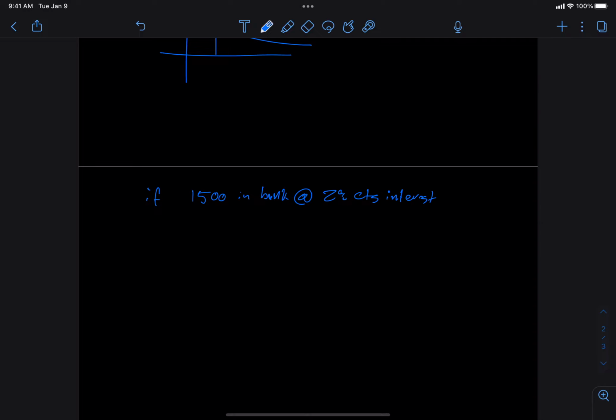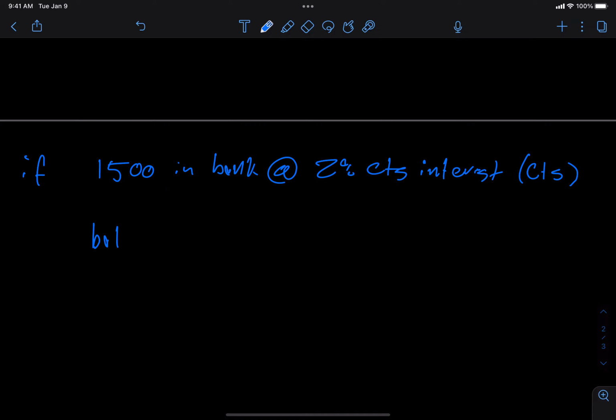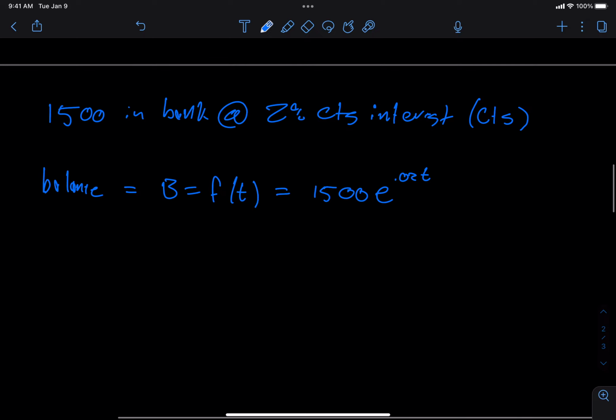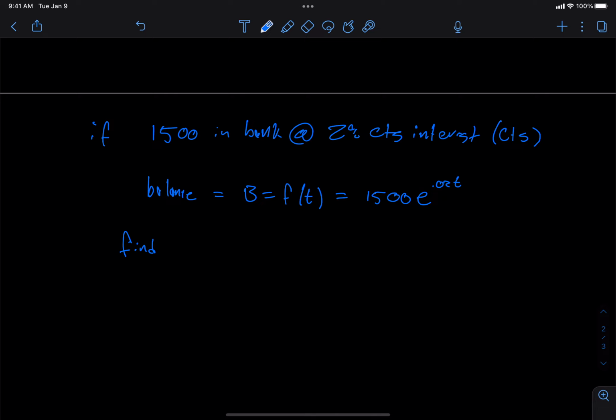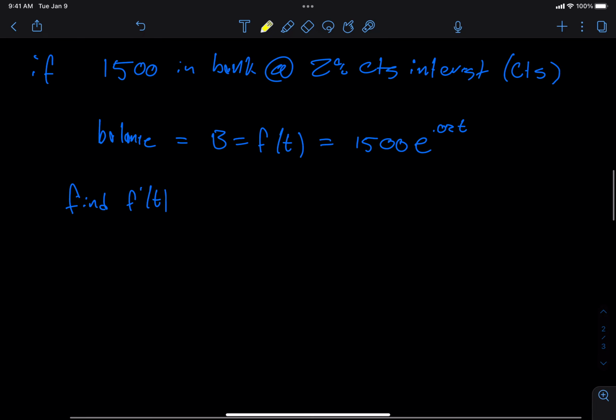Okay. The balance after t years is B equals f of t equals 1,500 e to the 0.02t. Okay, that's true. And then it says find f prime of t. And then it also says find f of 10 and f prime of 10. Okay, well, we know how to plug in, right? So really the main part of this is finding the derivative of a function like this.